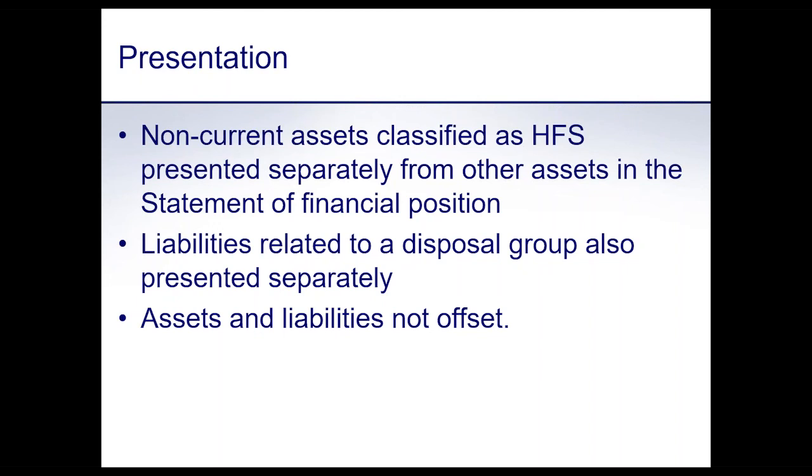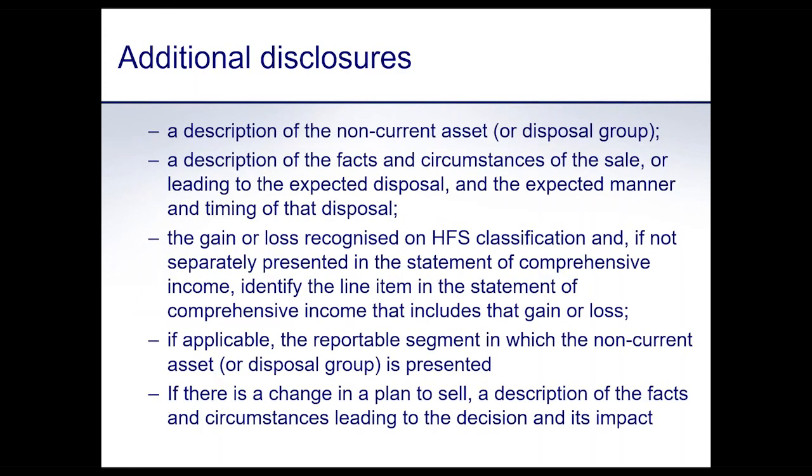And in that same note, I can then deal with what led to the decision to dispose of this asset? When do I expect the disposal to happen and so forth? You will see IFRS 5 has what it calls additional disclosures. And in that additional disclosure section is all the various things that I'm talking about now. A description of the non-current asset that we're dealing with or the disposal group. A description of the facts and circumstances around the sale. Why are we disposing of this particular group of assets? And when and how do we expect to dispose of the asset?